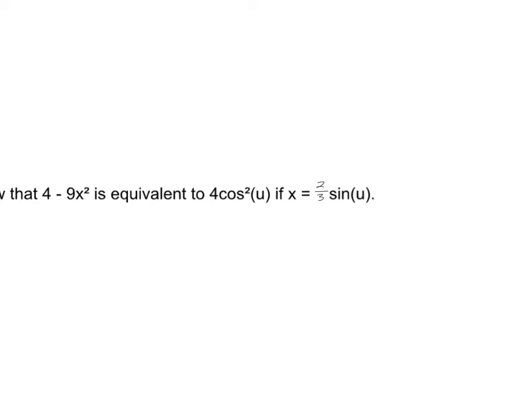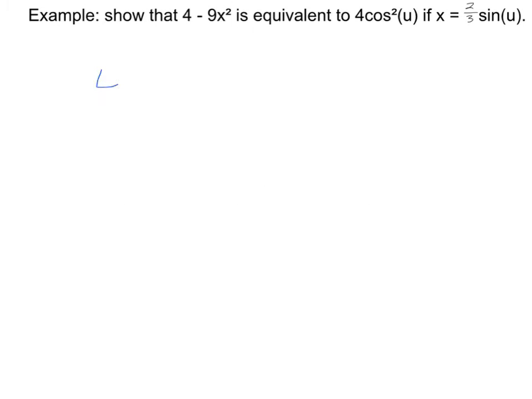So in this first example, I want us to show that the expression 4 minus 9x squared is equivalent to 4 cosine squared u if you use the substitution x equals 2/3 sine u. So I'm just giving you the substitution. I just kind of want you to do some simplifying. So pause the video, try this out, see what happens.